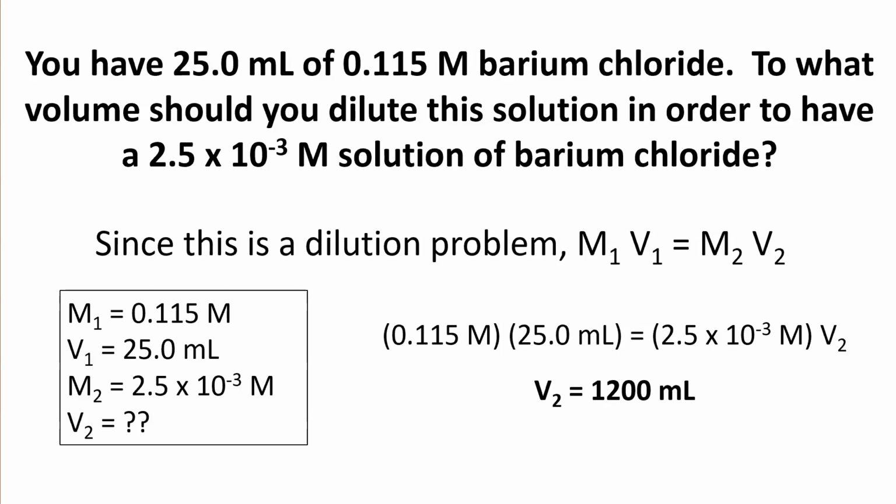So in order to create the solution with the desired concentration that's much less than it was initially, I would need to take my 25.0 milliliters of that 0.155 moles per liter solution and add enough solvent until the total volume was 1200 milliliters.